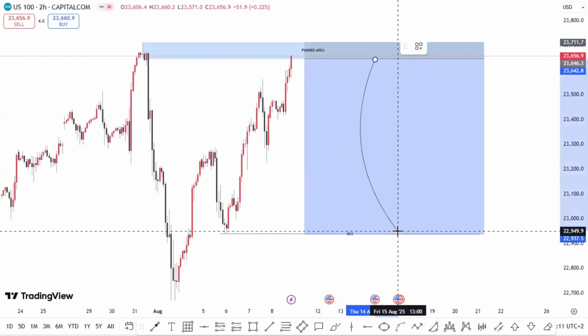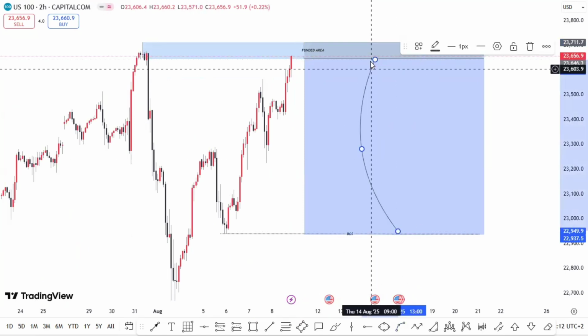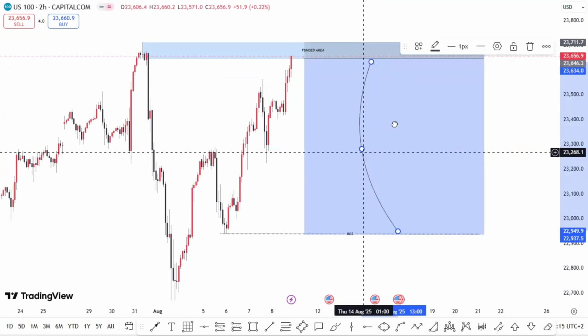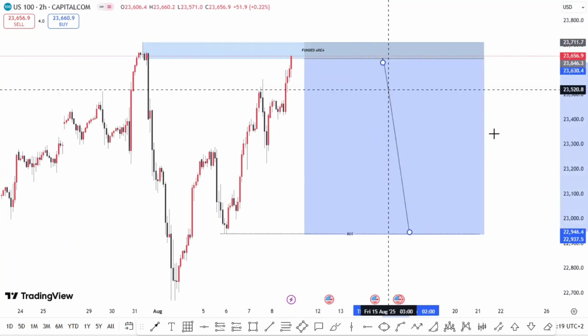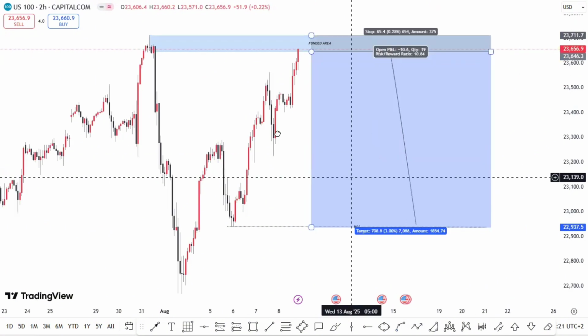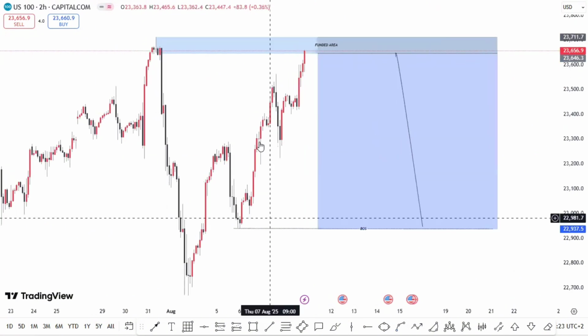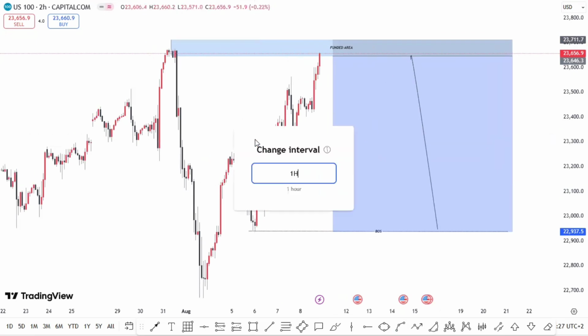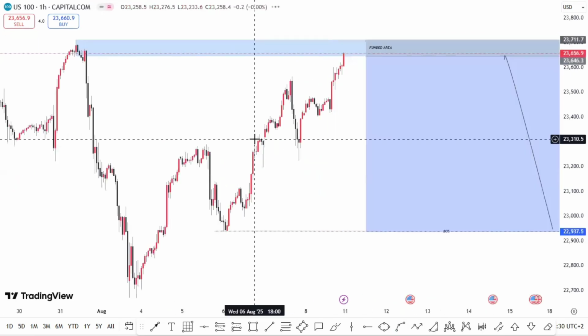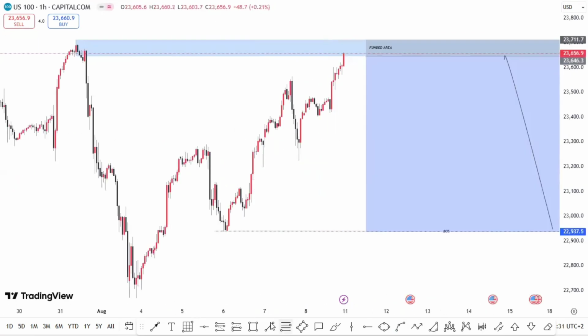Let me use this tool to highlight that we might bounce back here. Market might bounce, because, due to my knowledge, the gap has been filled. The gap has been filled, so market has to react to that. It tapped there, so it has to pull back.